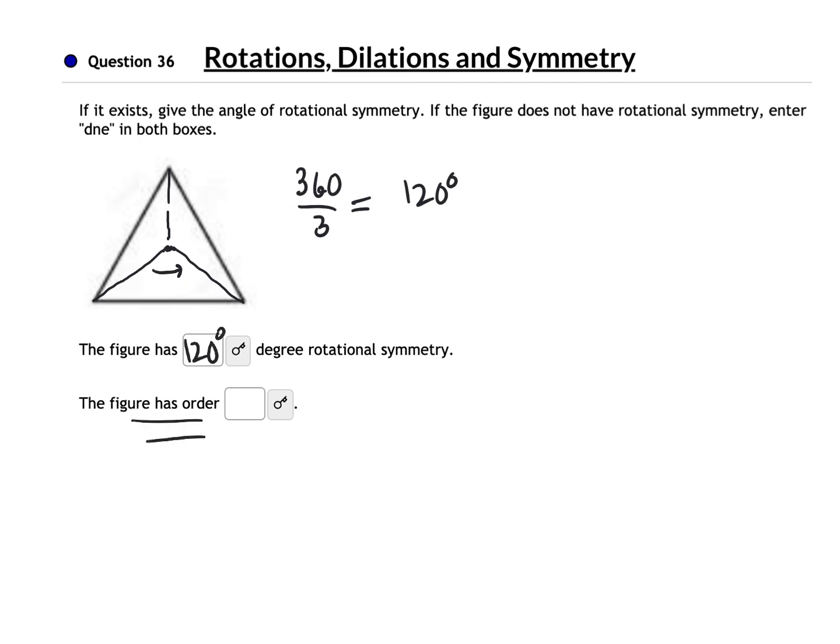And the order refers to how many times you can rotate it and get it back to 360. So I could rotate it 120, 240, and then finally 360. This one has order 3. 1, 2, 3.